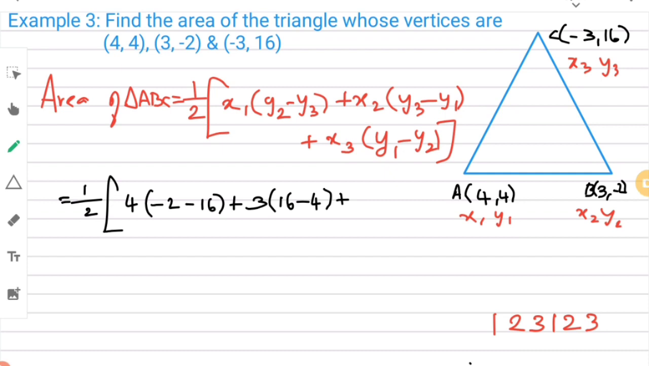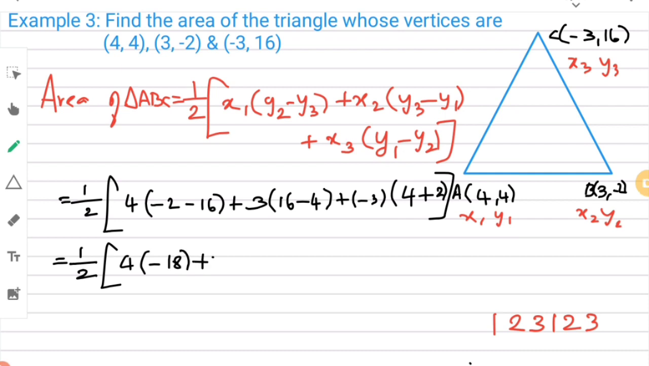x3 is minus 3, right? So minus 3 of, what is y1? y1 is 4 and y2 is minus 2. So minus into minus will become plus 2. Okay, fine. Now 1 by 2 of, if you add minus 2 and minus 16, you will get minus 18. I can write it as 4 of minus 18 plus 3 of 16 minus 4. 16 minus 4 is 12 plus minus 3 of 4 plus 2 is 6.